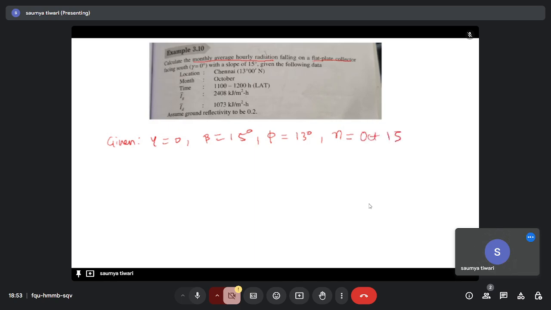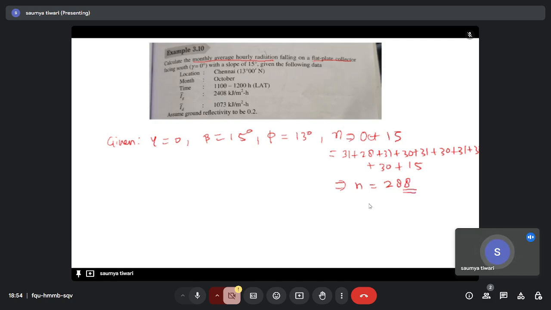Okay, and for October 15th, you can calculate the value of n, which will be 31 plus 28 plus 31 plus 30, May, June, July, August, September, and October. If we calculate it, the n value will come to be 288.